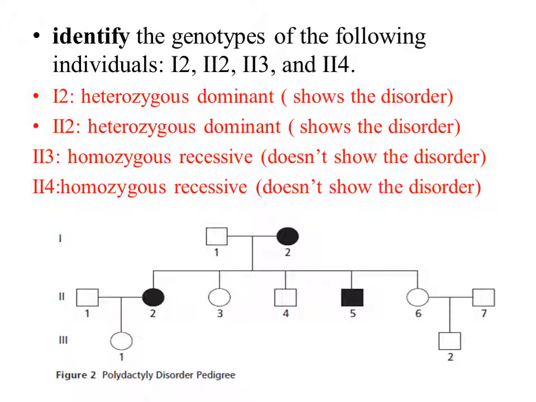Individual 4 is a male and he is not shaded, so he is homozygous recessive. He has no dominant allele because he doesn't show the disorder. And this disorder is a dominant disorder. You must have the dominant allele.